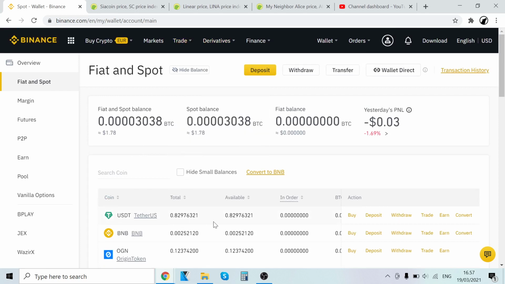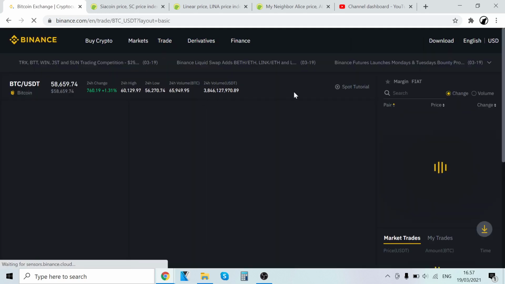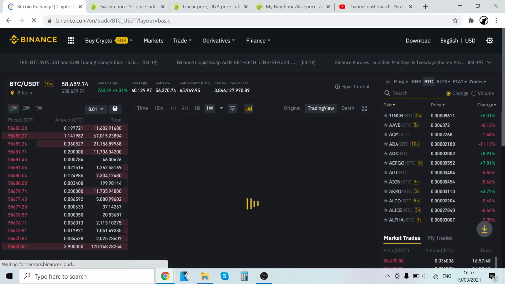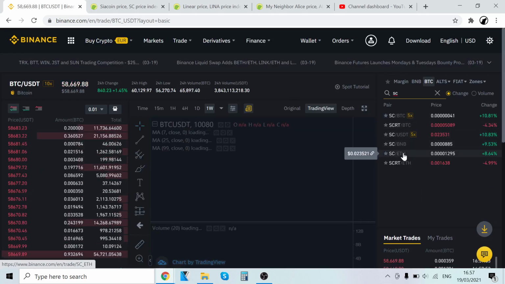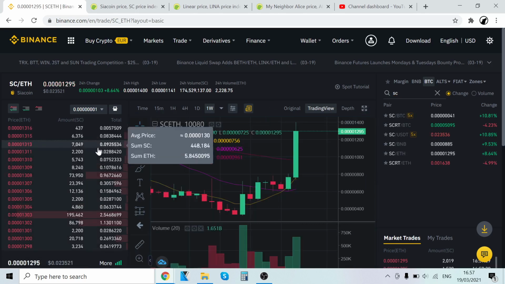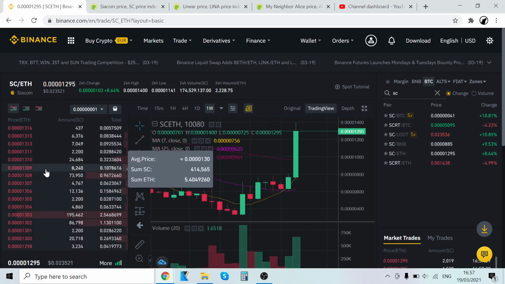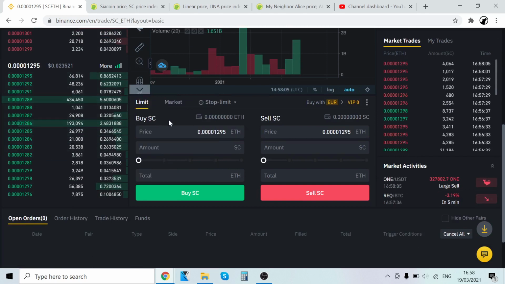So now the Siacoin is in your wallet. All you have to do is go to trade, classic again, click search and type in SC, and then click the pairing that you want to use. Let's say that you want to sell your Siacoin for Ethereum. Let's click that, and after here again, here are people who are selling Siacoin for Ethereum, and here are people who are buying Siacoin for Ethereum. And now we are actually selling.